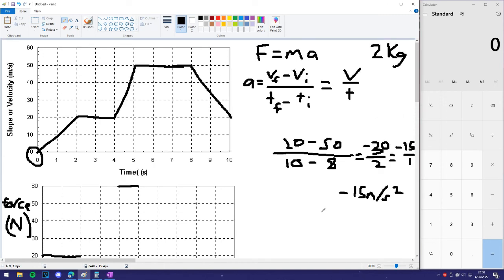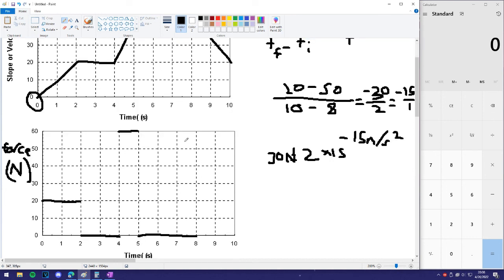And then we can just plug that into the formula. So that is 2 times 15, because remember, we can't have a negative force. That's just going to be 30 newtons. And then for the last part, we're just going to draw a line at the 30 newtons.